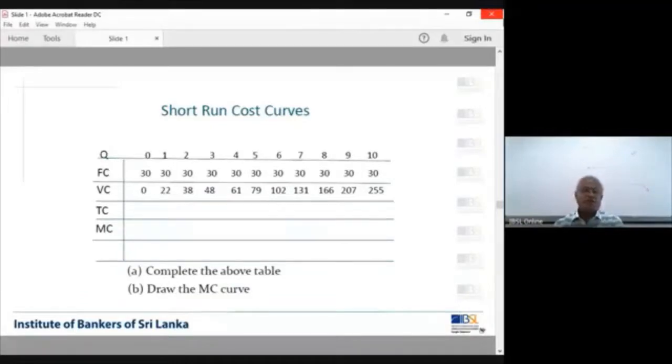Now I want you to calculate TC. TC is the sum of these two. Quickly, can you do that? Then the MC, we don't know how to calculate yet. Complete the table, draw the MC curve. Can you calculate the TC and MC? What is MC? Increase in cost divided by increase in output. We calculated that initially. Quickly, we'll spend 5 minutes to calculate that.